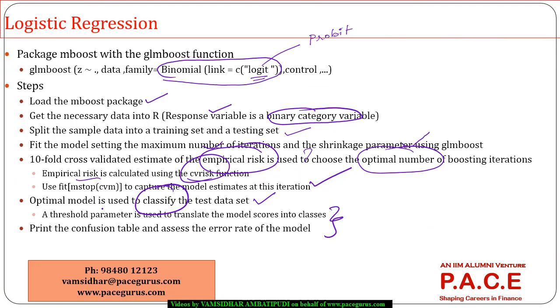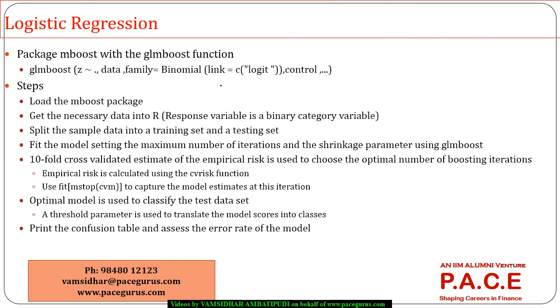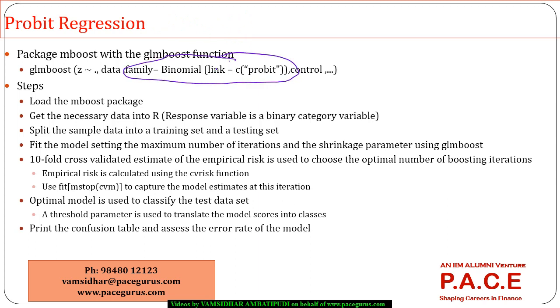21.3% is the error that the logistic regression is giving on the testing data. Now the same logic, if I go with the probit model, everything else is the same except the family is set as binomial. With the link, instead of logit, we are setting the link as probit. Otherwise all these steps are exactly one and the same.